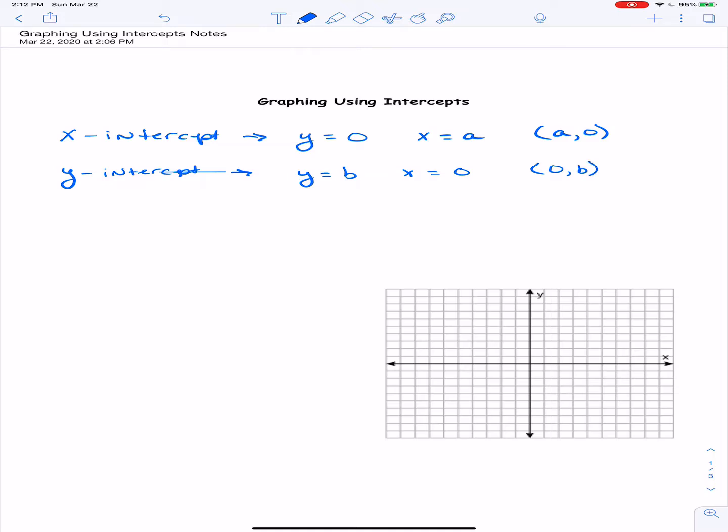Okay? So let's look at an equation real quick, and we're going to talk about how we can find the intercepts. So let's look at 2x plus 7y equals 28. And what I want to do is find the x and the y-intercepts, and then use those intercepts to graph this equation. So let's find the x-intercept first.